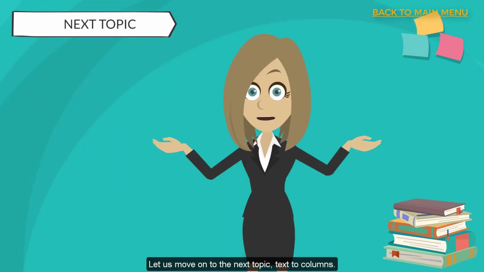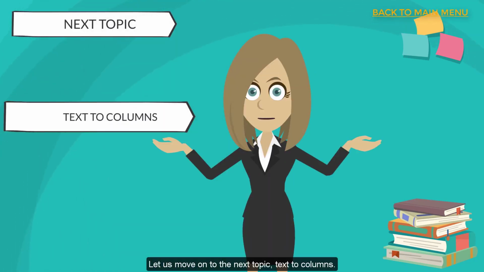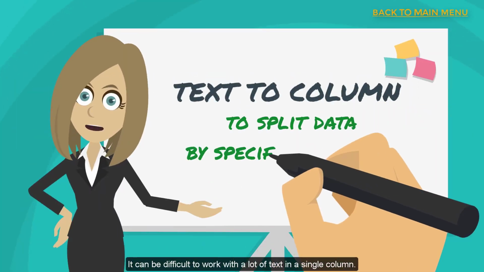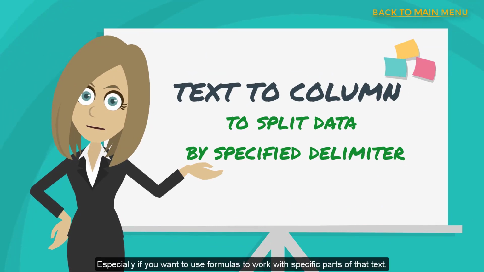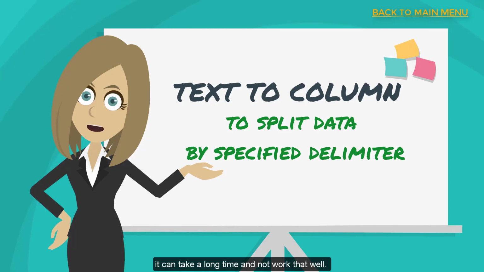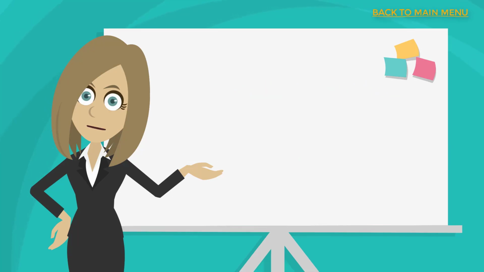Let us move on to the next topic, text to columns. It can be difficult to work with a lot of text in a single column, especially if you want to use formulas to work with specific parts of that text. And while there are some complex formulas that will help you split your text into new columns, it can take a long time and not work that well. That's where text to columns comes in.